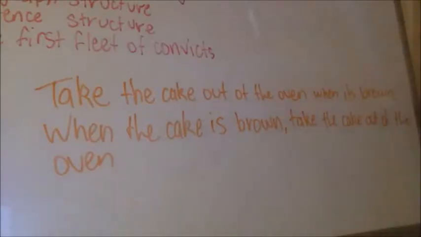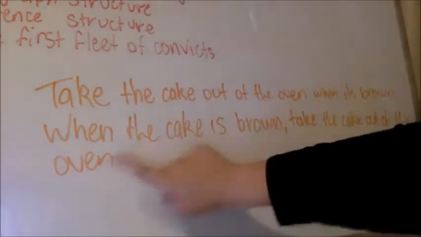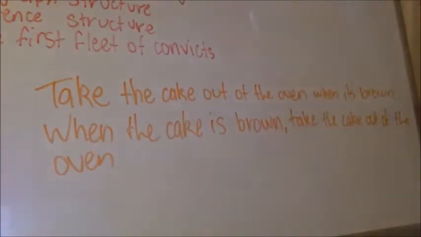Can somebody please tell me what they think would be the strongest sentence? The sentence that will make you imagine more or want to read the story more. So we have: take the cake out of the oven when it's brown, or when the cake is brown, take the cake out of the oven. The second one. Why do you think that? Personally, I just like when the cake is brown rather than take the cake out of the oven. It just seems like you get the information you want quicker.